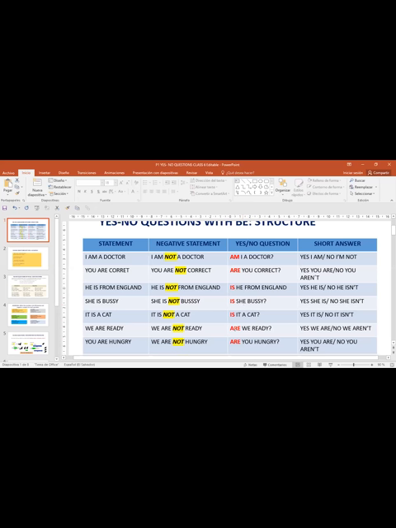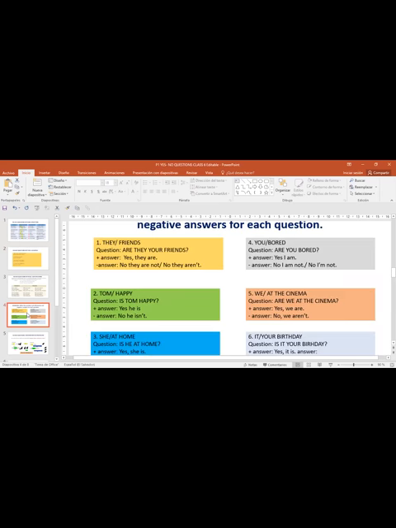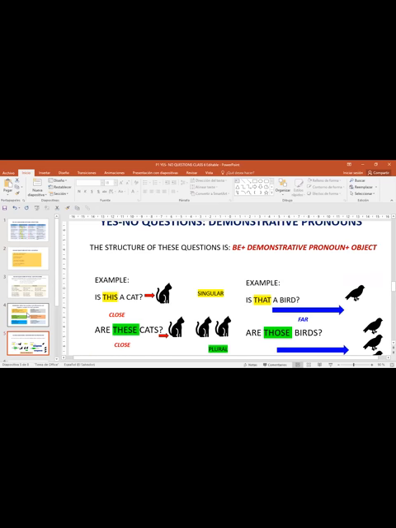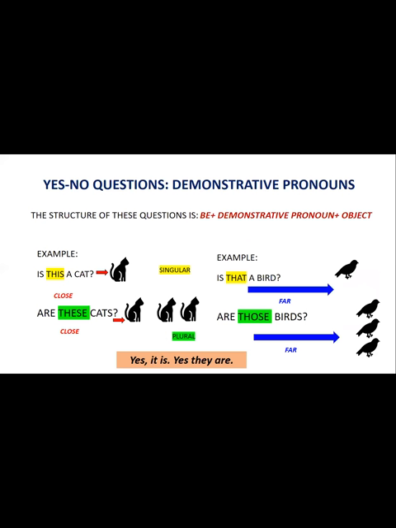So, we move the verb be to the beginning of the sentence, right? Am I a doctor? Are you correct? Is he from? Is she busy? Is it a cat? Are we ready? Are you hungry? So that's the answer, my friend. But thank you for asking, because in that way, we make sure that all of us are working on the same exercises.